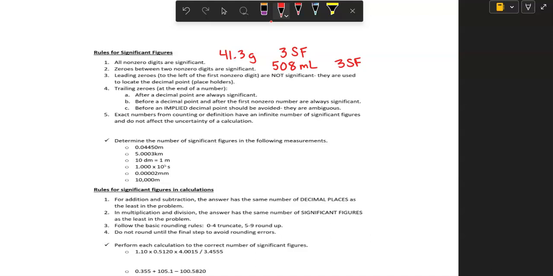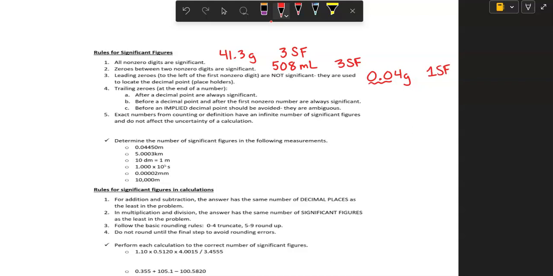If the 0 comes before the first number, they are not considered significant. They're used to locate the decimal point. They're the placeholders. So if I have 0.04 grams, those zeros, those are leading zeros because they come before the first number, so they don't count. This number only has 1 significant figure.